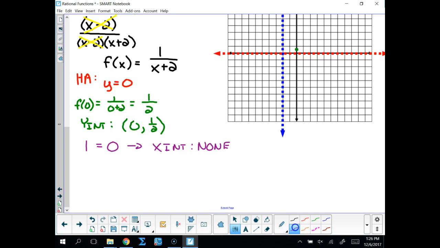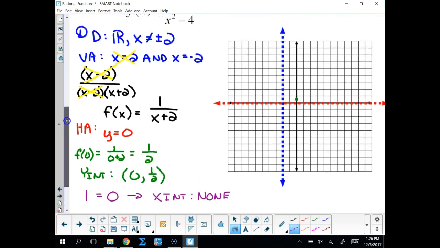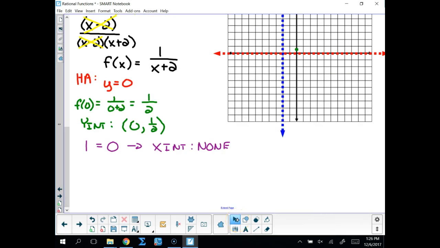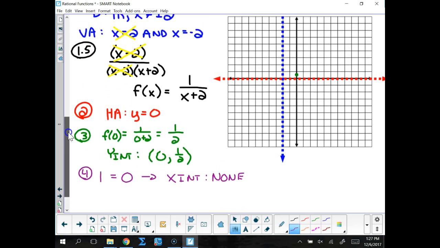Okay. Oops, I forgot to put my step numbers on there. I told you I was going to put step numbers on there and I forgot. There. Now I went back and I put step numbers on there.